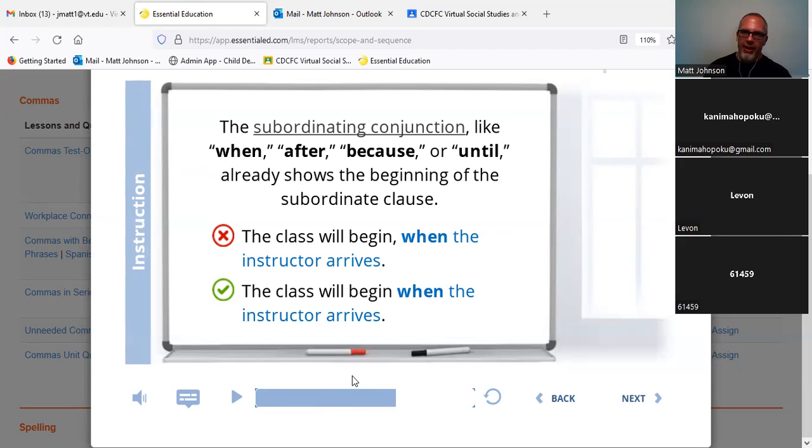Again, the subordinating conjunction list that we have, those words, they're up on Google Classroom. Knowing those will help, right? Understanding what a subordinating conjunction is. You've already had the independent clause introduced, so you don't need that additional comma there.